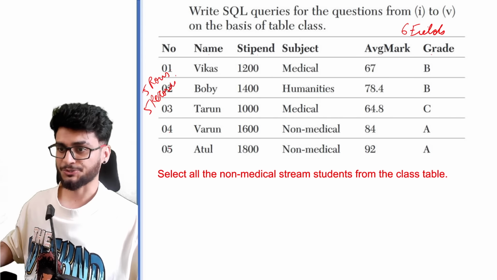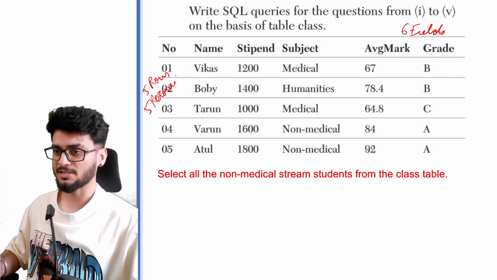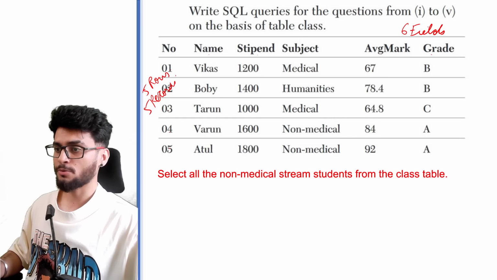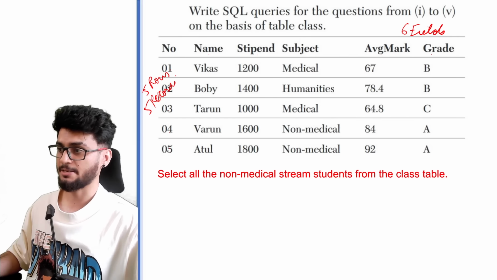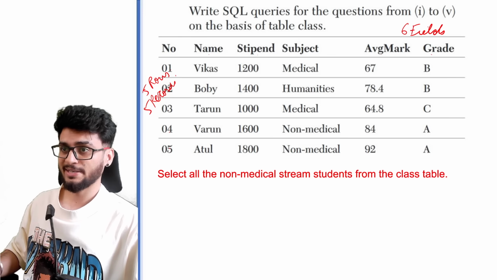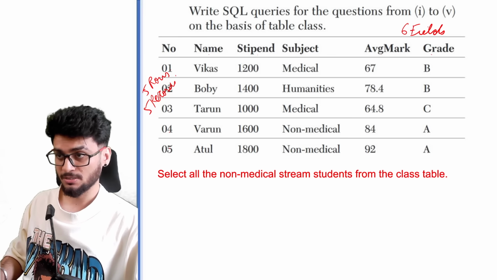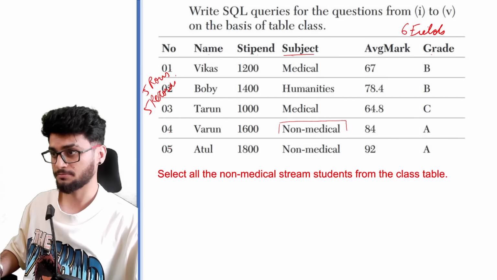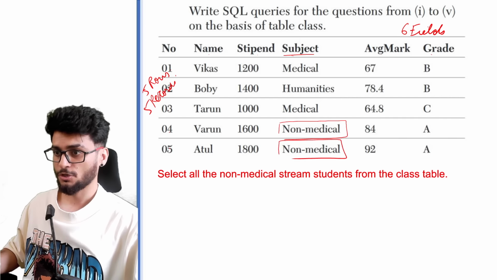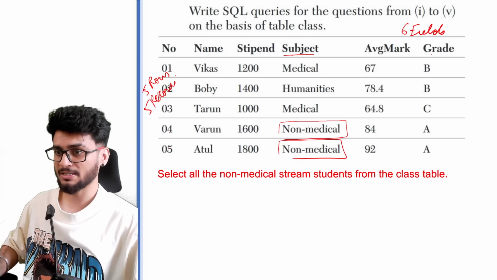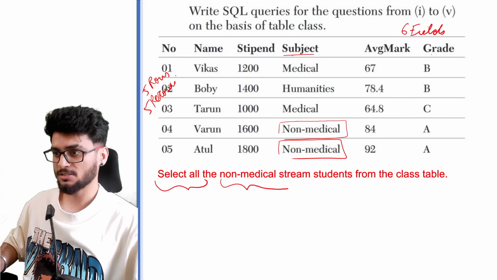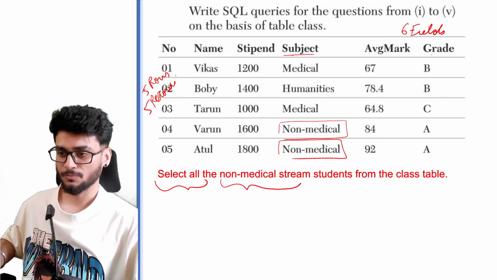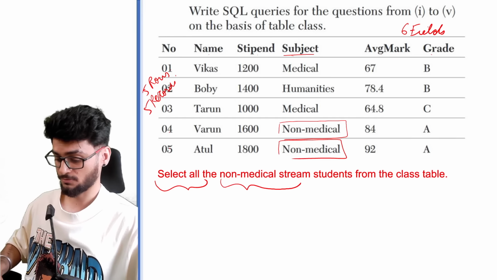Now let's look at the question. The question is asking you, select all the non-medical stream students from class table. So we need to display all the records जहाँ पर आपका subject is non-medical. So you can divide this question into 2 parts. You need to select all the columns where the subject is non-medical stream. So what does the query look like?